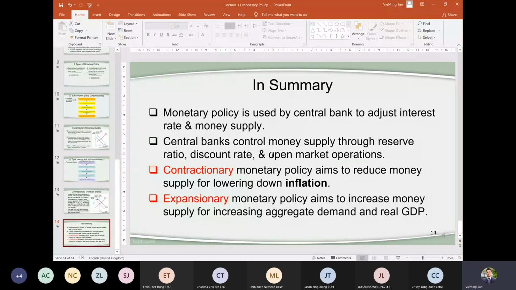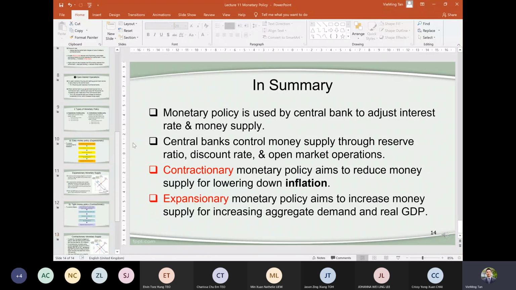Okay, so any questions so far on this chapter, monetary policy?